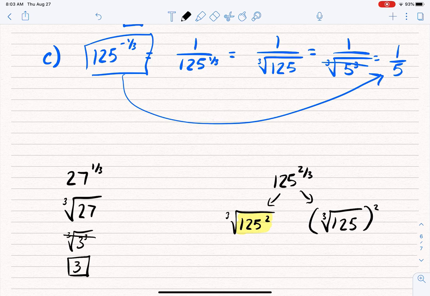So the last thing I want to do is square 125 to get some crazy big value, and then work backwards and try to find the cubed root of that insanely large value. I don't want to do that. I mean, clearly that number is going to be over 10,000. And I don't know the cubed root of numbers over 10,000.